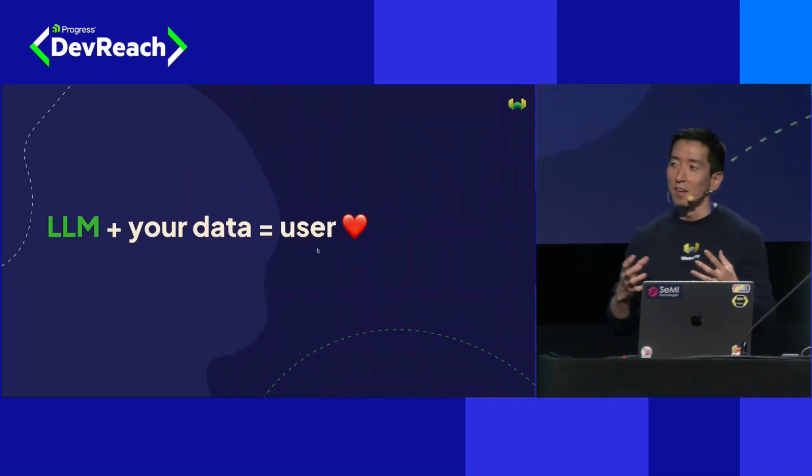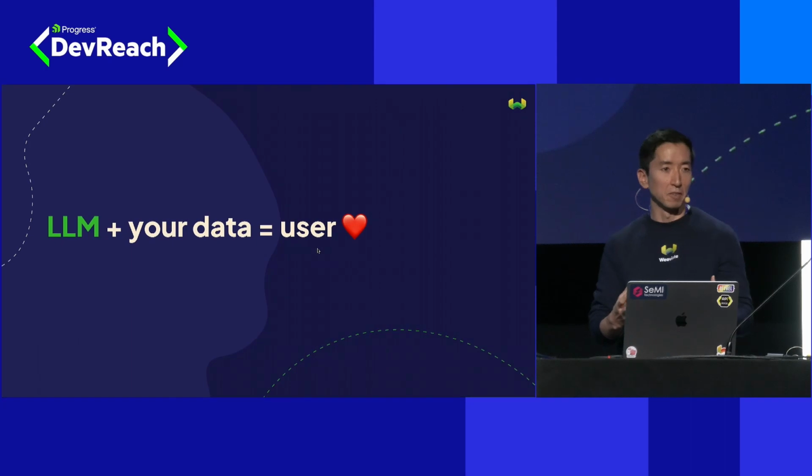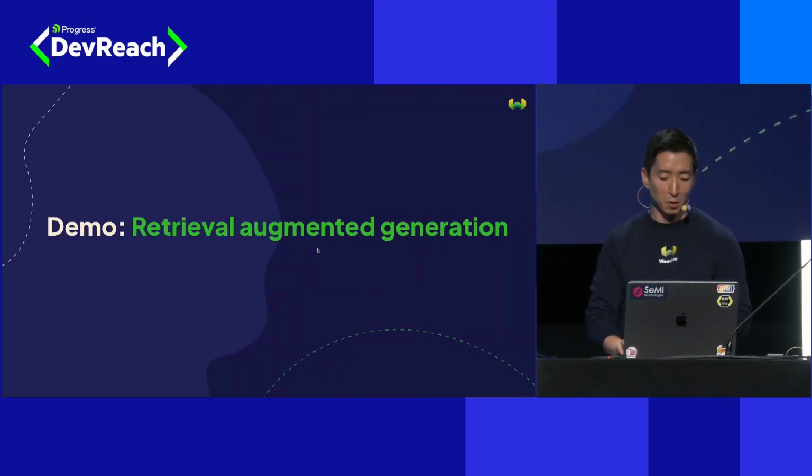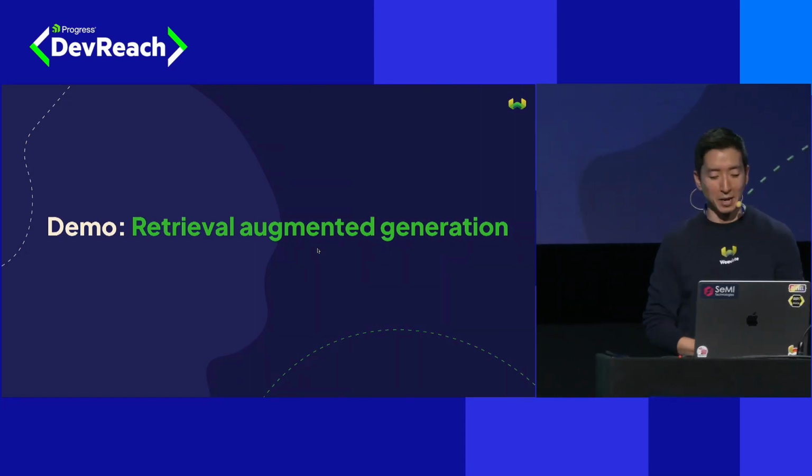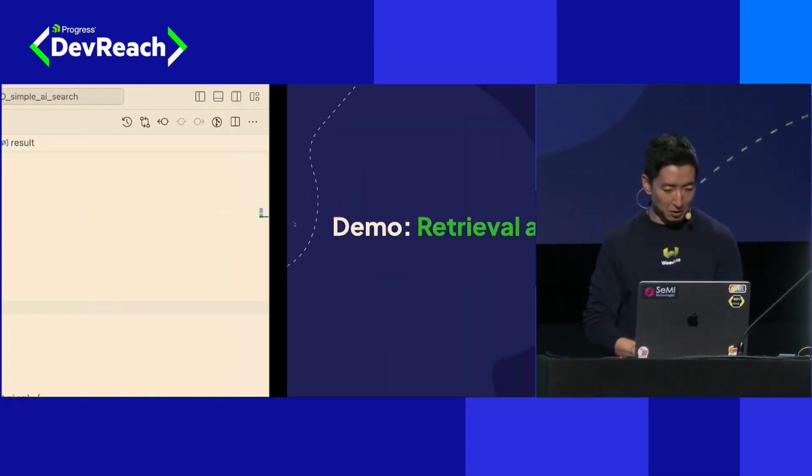Because adding these amazing capabilities of large language models to your data, to ground them, as we talked about all morning, leads to some really great results and very powerful user engagement and love. So here's my second demo, which is going to be all about retrieval augmented generation. Let's go back to our trusty VS Code.